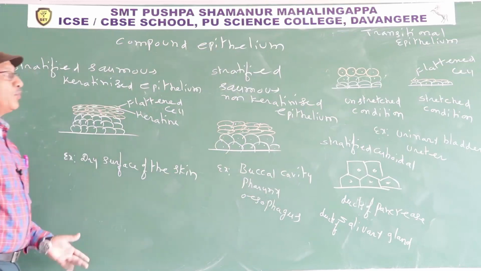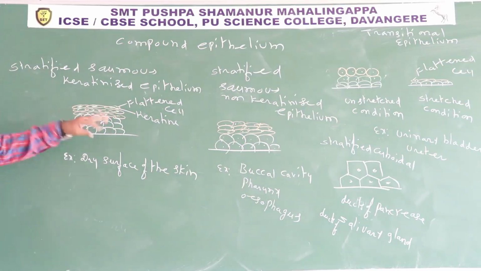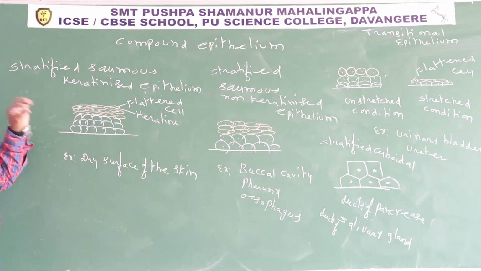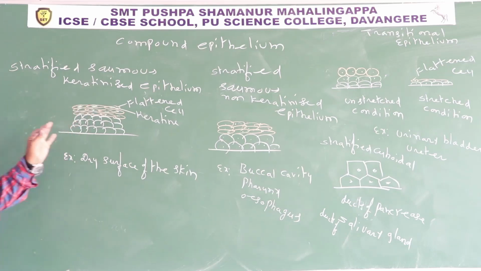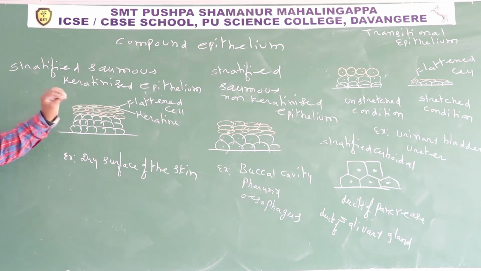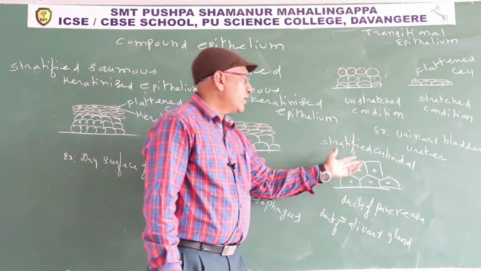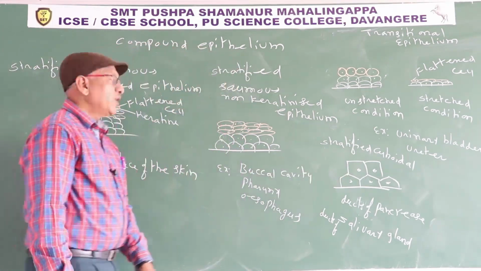So this is about compound epithelium. In the PU exam, you write a few points only. First point: in epithelial tissue, cells arranged in more than one layer is known as compound epithelium. Nomenclature of compound epithelium depends upon the shape of cells in the outer layer. If the outer layer contains flattened cells, stratified squamous epithelium. If the outer layer contains cuboidal cells, stratified cuboidal epithelium.